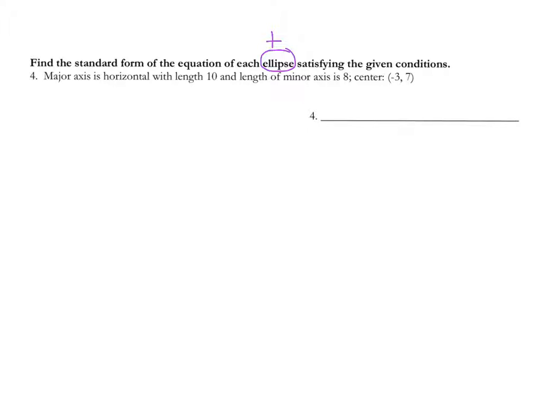We need to know a squared and we need to know b squared. So we have to use this information here. The major axis has a length of 10. The major axis is moving all the way across the ellipse, so that's 2a to get the major axis. So we're going to do 2a equals 10. Divide by 2, and that tells you a is 5.